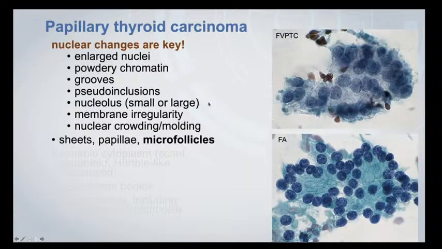Here on the top image is a high magnification of a follicular variant of papillary thyroid carcinoma to contrast with an FNA from a follicular adenoma. Very similar architecture, predominantly microfollicular. The only difference here is the chromatin texture. Notice in the PTC that the chromatin is finely textured as compared to the granular quality of the follicular adenoma.